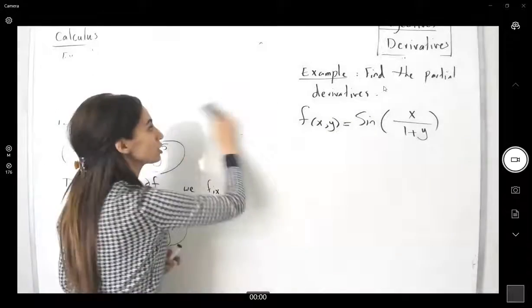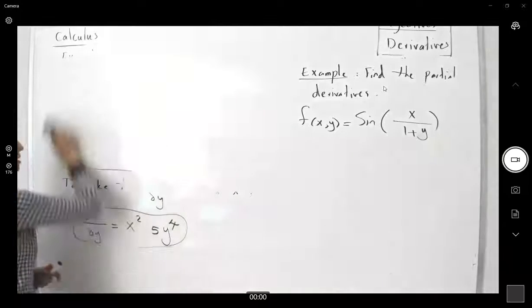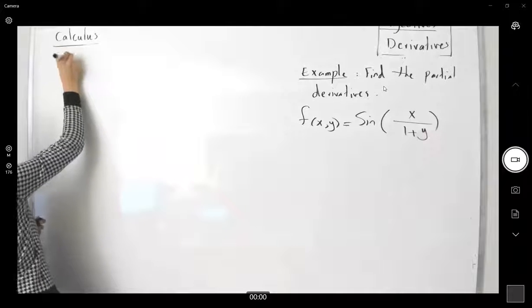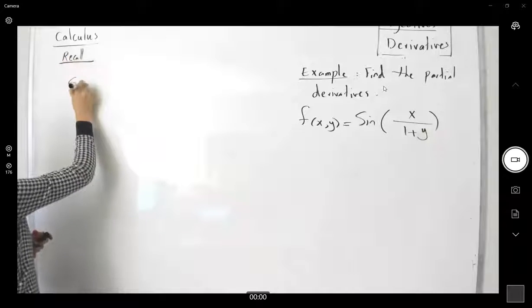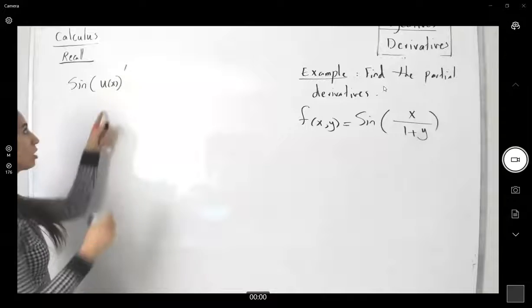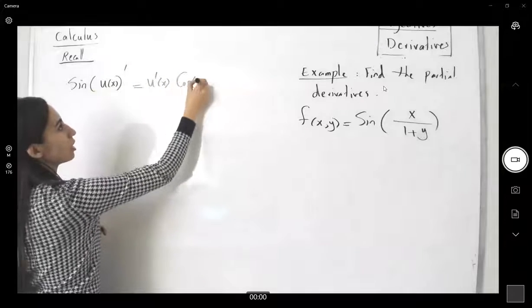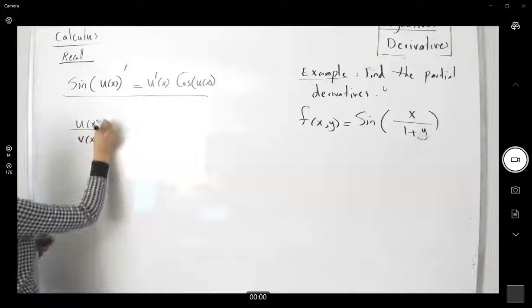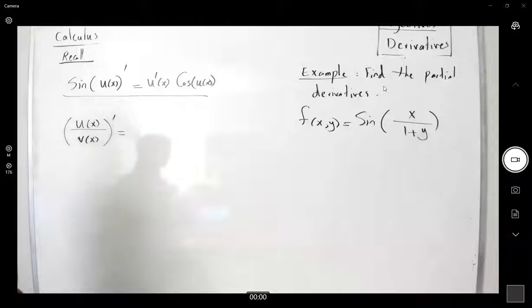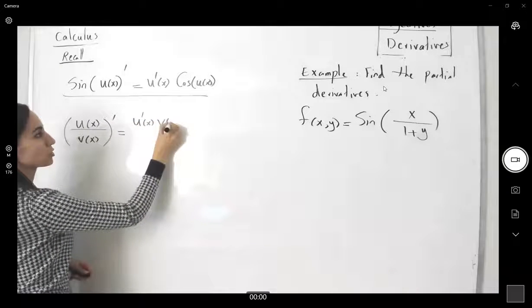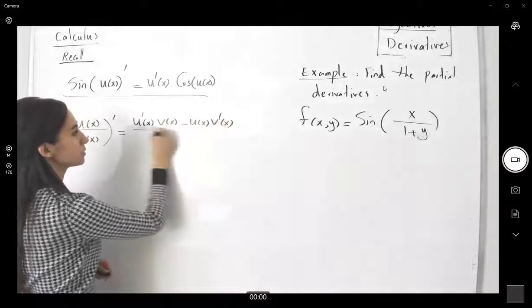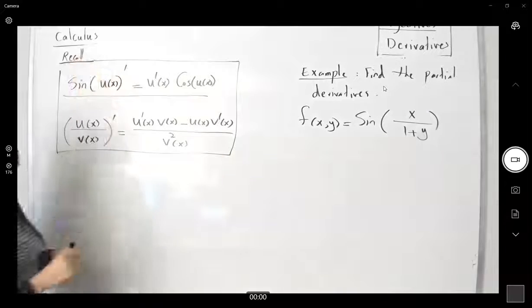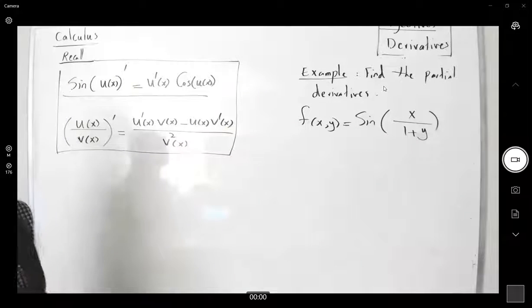You need some information from elementary calculus. Again, sine function is a nice function. The limit derivative exists, so we're not worried about the limit definition. We recall from elementary calculus the derivative of sine of u of x. We have to use chain rule. It's going to be the derivative of u times cosine of u of x. If you have u of x divided by v of x, it's going to be u prime times v minus u times v prime divided by v of x to the second power. These are the things that we need from elementary calculus to be able to find the partial derivative of this function.